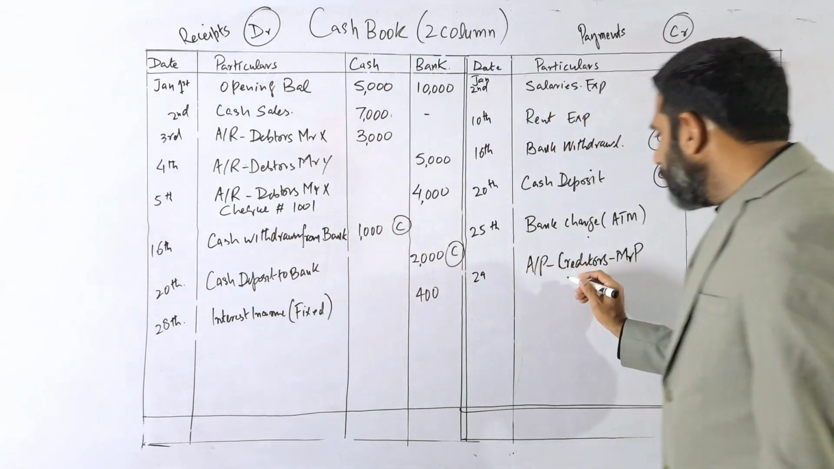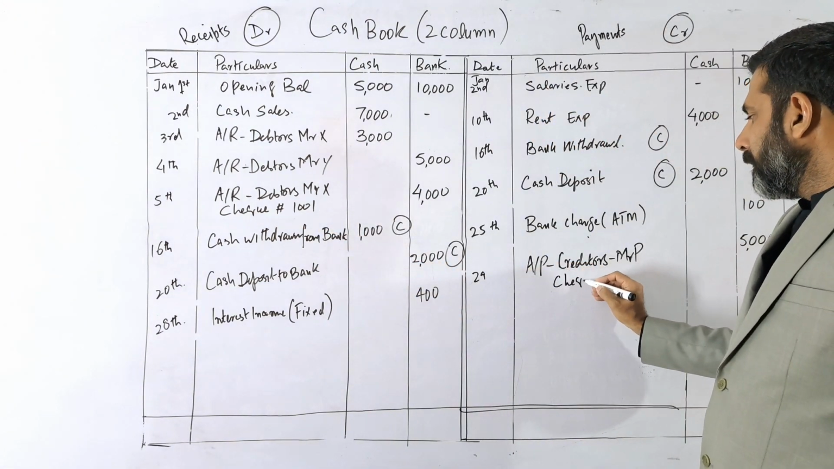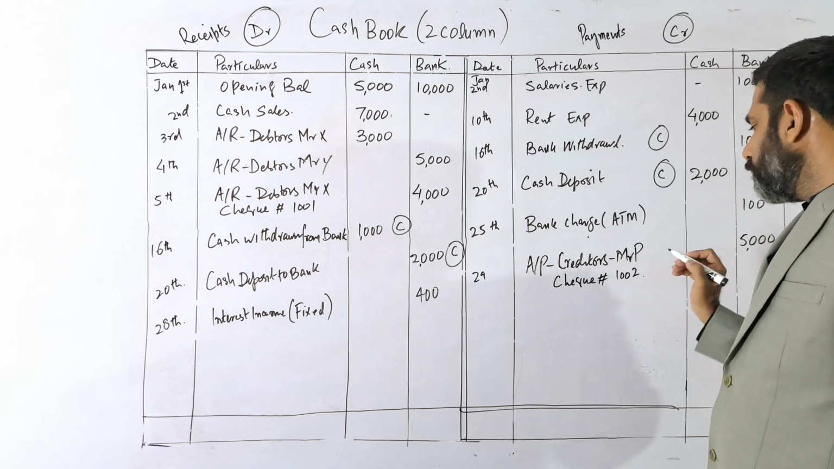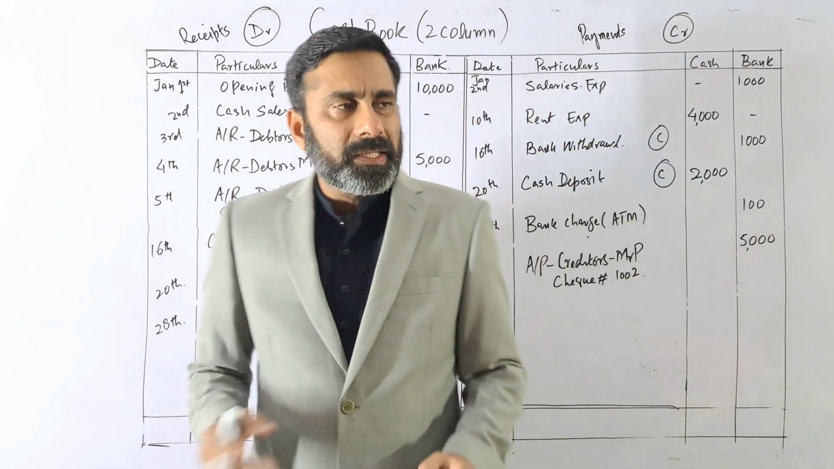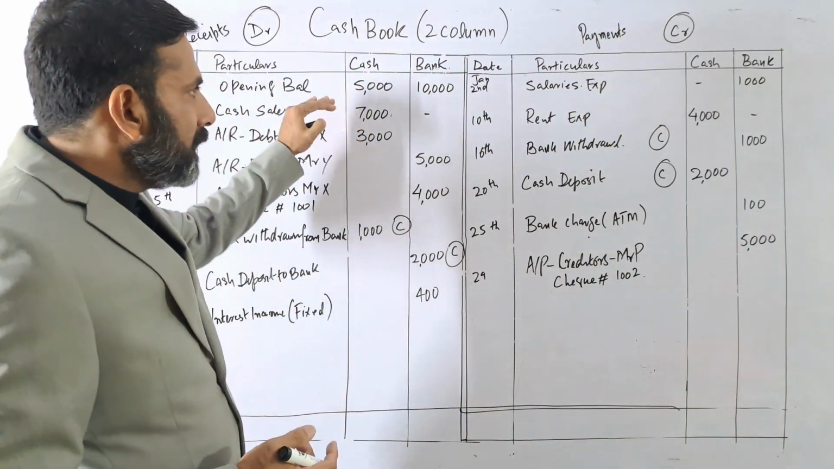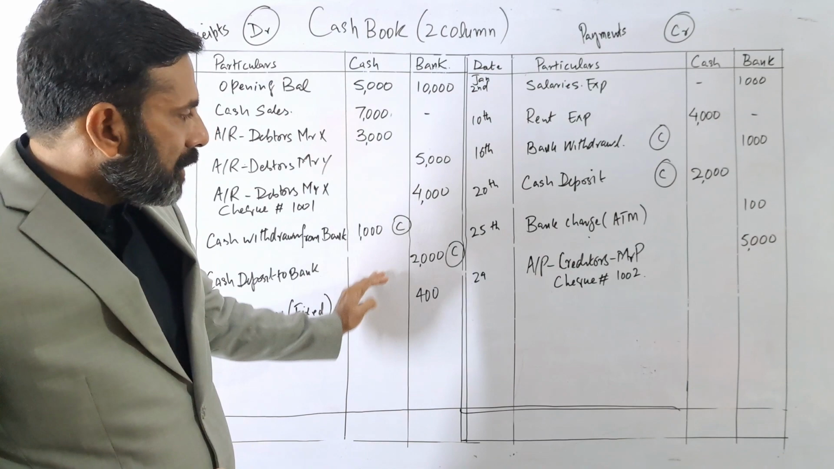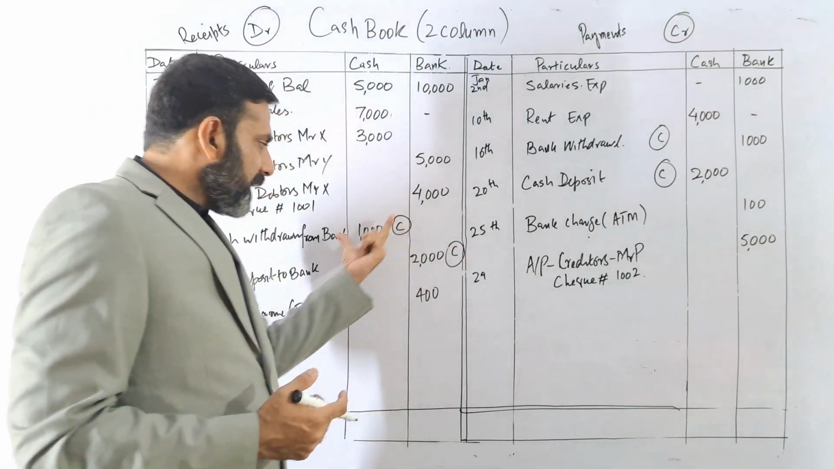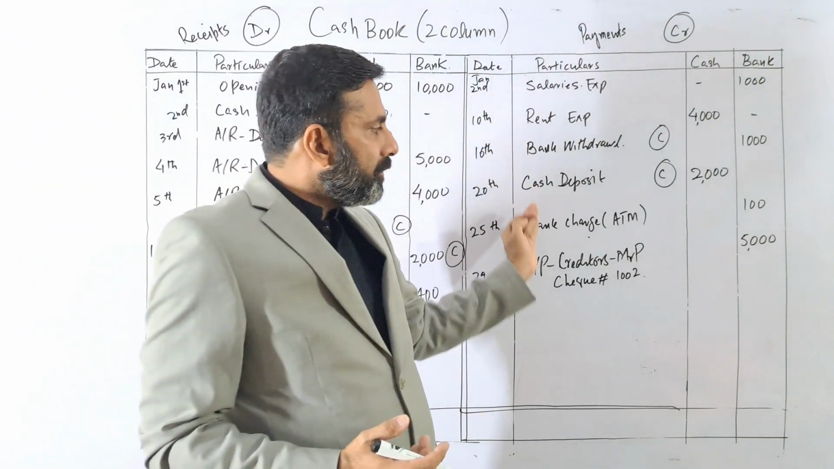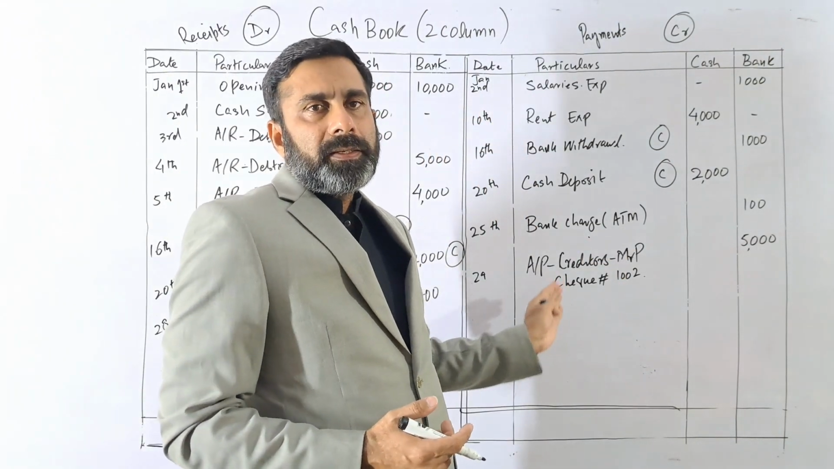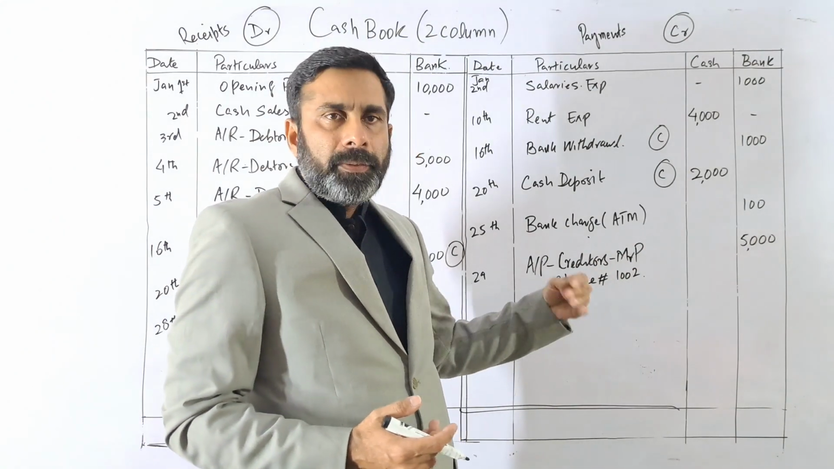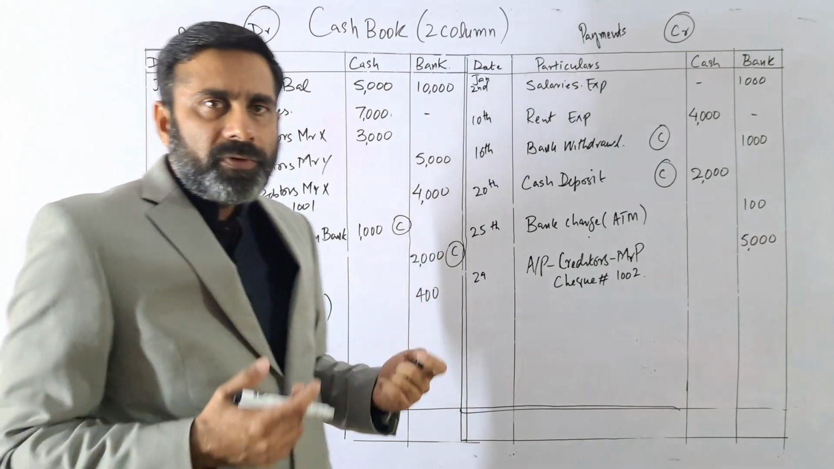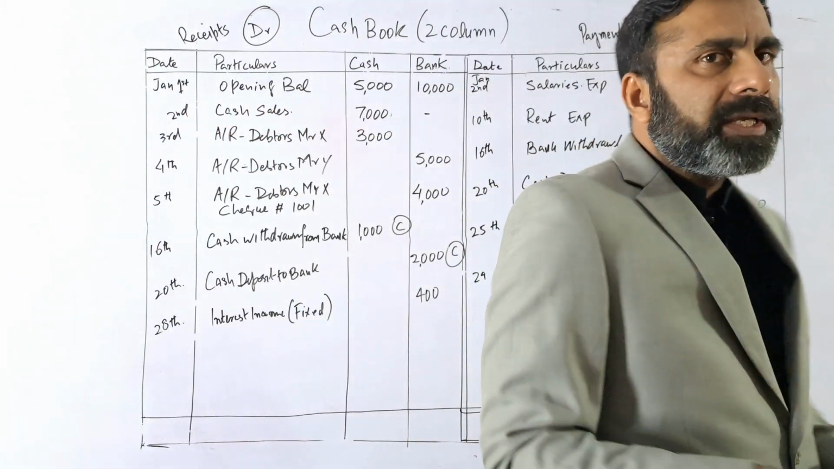In the same way, we can write the check number we are giving to the supplier. For example, if it is 1002, that is the check number we write. So all this detail will be written. All the receipts we are receiving into the cash in hand account or the cash at bank account, we will write here. And whatever we are paying, either cash in hand or through the bank, all the payments will be there.